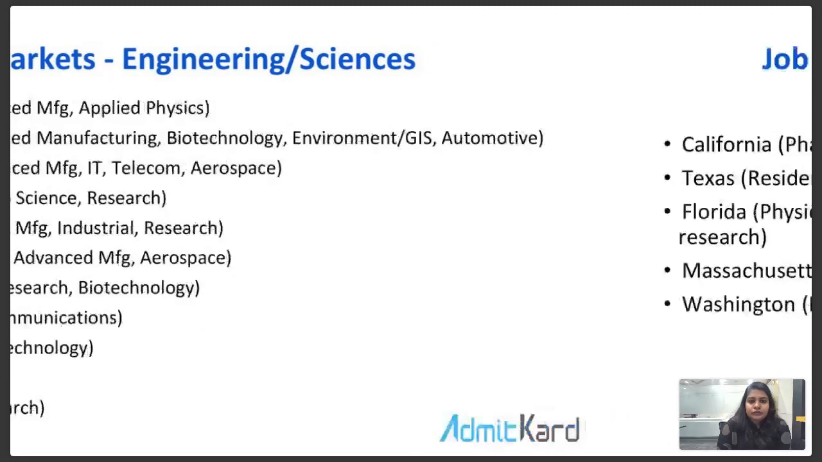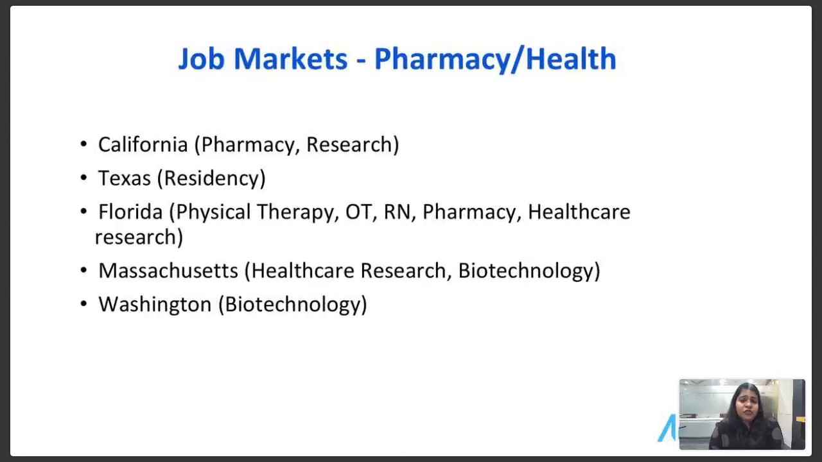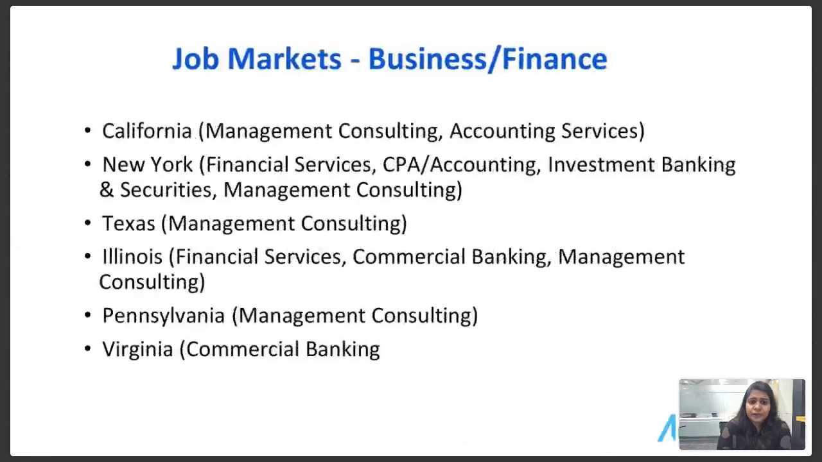Right? Now, when it comes to health science, courses related to health science, healthcare, pharmacy, there are very great areas in US that have this kind of course. So you have California, Texas, Florida, Massachusetts, Washington, which are very popular, and they have a lot of universities that offer health science or healthcare or pharmaceutical kind of courses.